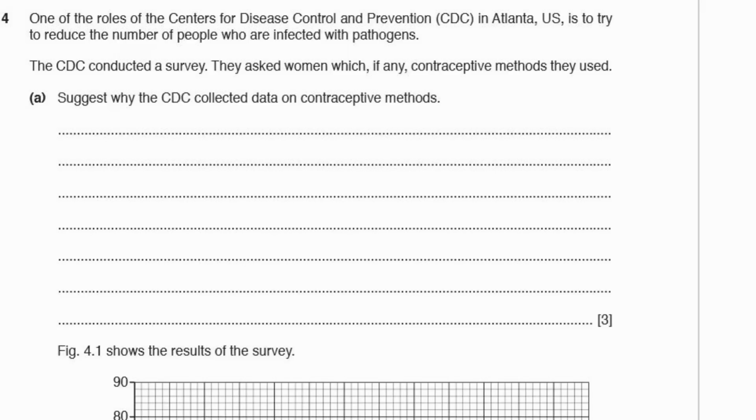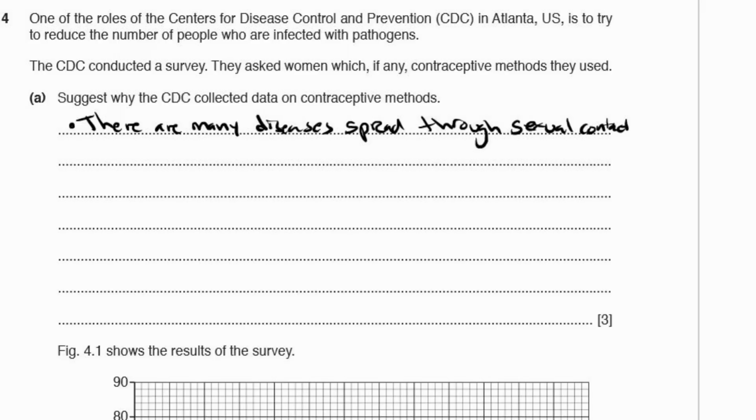They could be collecting it because first of all, there's many diseases that are spread through sexual contact, and you can give an example, and that's another mark. You can say such as HIV and AIDS, or any other disease that you know is spread by sexual contact. Obviously that's not the only way it's spread, but that is one way.